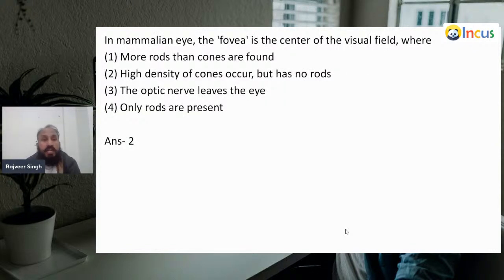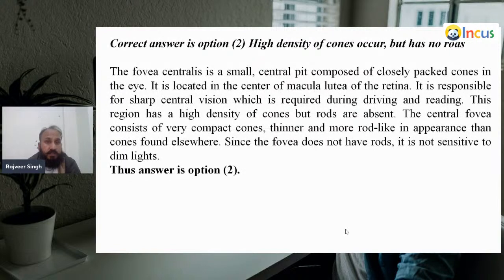Next question: in the mammalian eye, the fovea is the center of the visual field where more rods than cones are found, or a high density of cones occurs but has no rods, or where the optic nerve leaves the eye, or only rods are present. The answer will be the second: high density of cones occurs but has no rods. So the answer will be second.